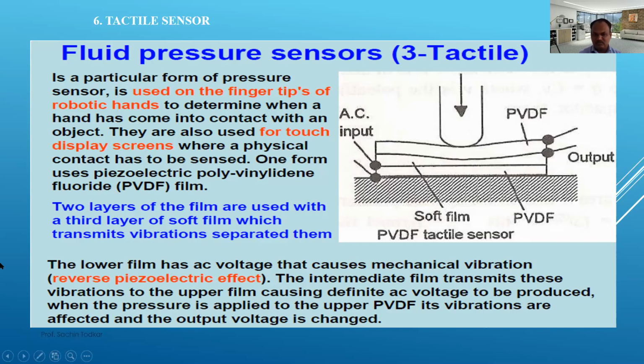In this case, two layers of film are used with a third layer of soft film, which will transmit vibration, separating them. The lower film has AC voltage that causes mechanical vibration, that is the reverse piezoelectric effect. The intermediate film transmits these vibrations to the upper film, causing a definite AC voltage to be produced, and when pressure is applied to the upper PVDF, its vibrations are affected and the output voltage is changed.